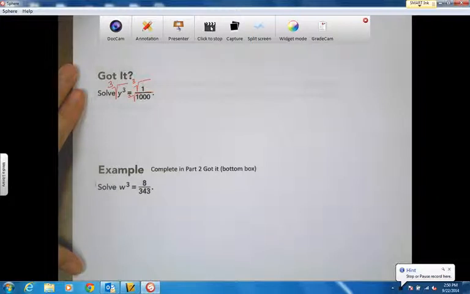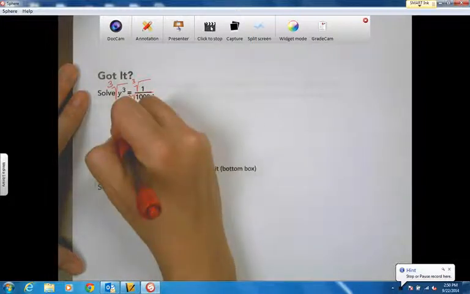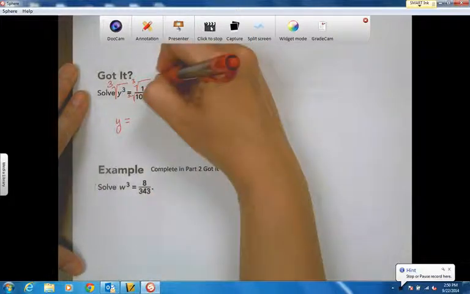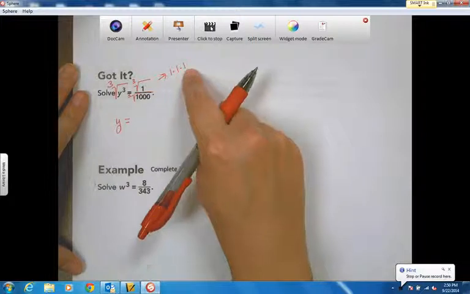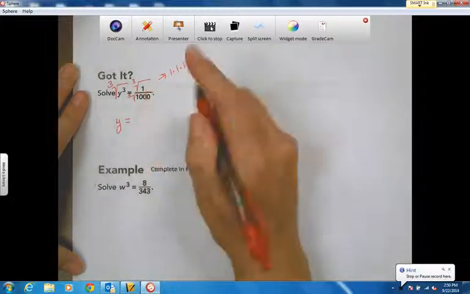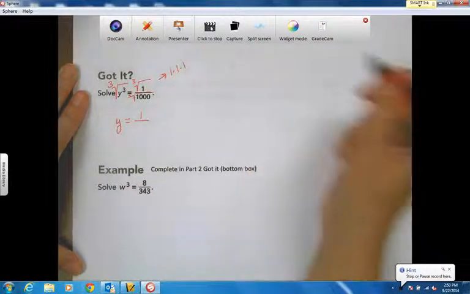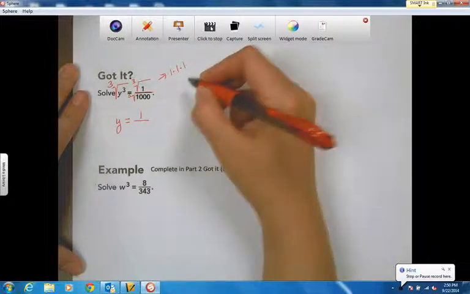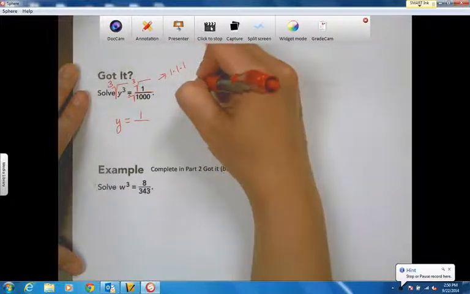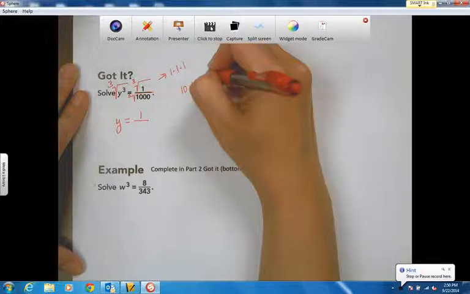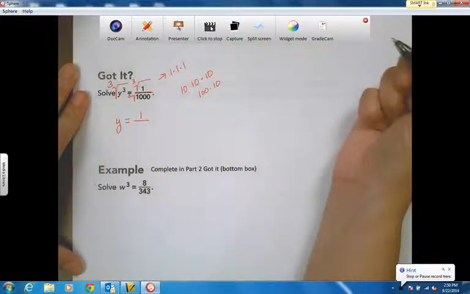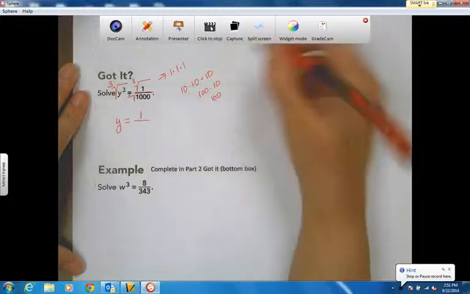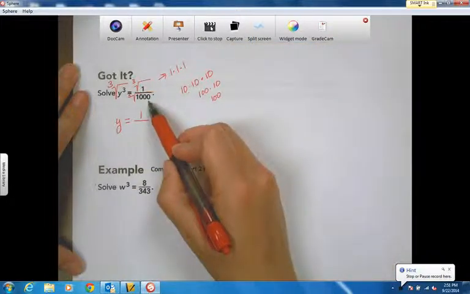So the cube root of this is y. If I take 1 times 1 times 1, 1 times 1 times 1 is still 1. So it's 1. And then I need to think what times what times what is 1,000. So 10 times 10 is 100, times another 10 gets me 1,000. So the cube root of 1,000 is 10, and this is positive, so my answer should be positive.